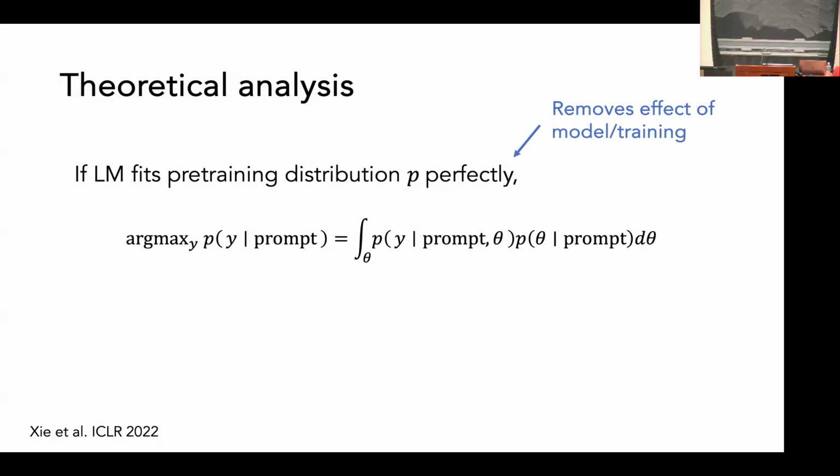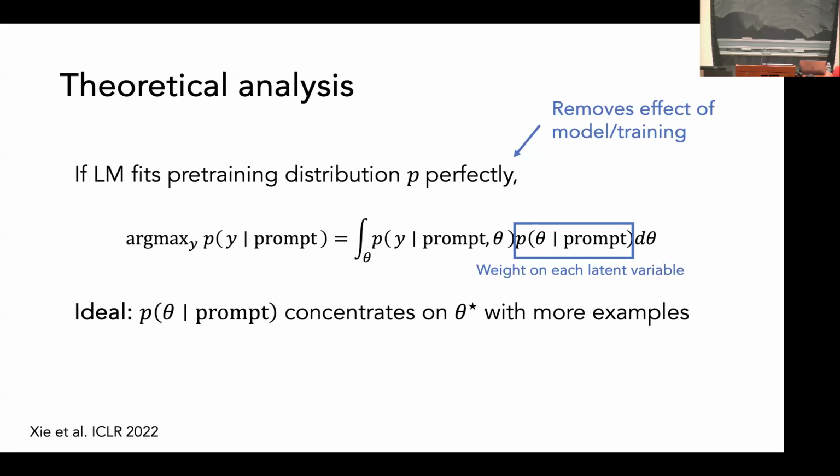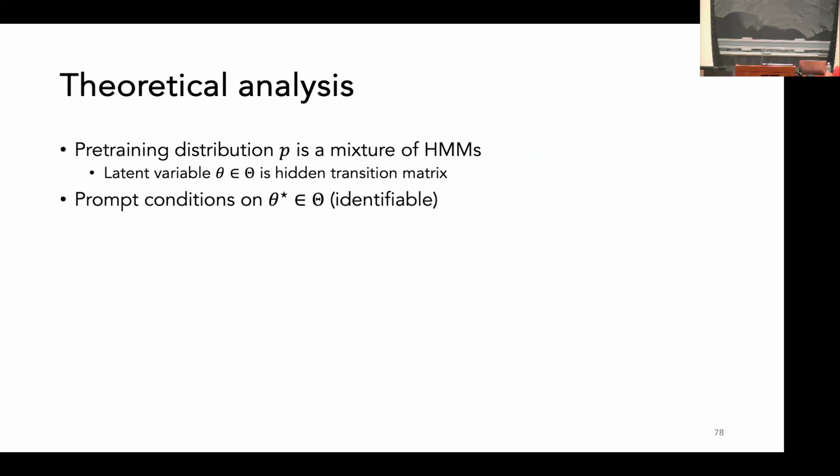We can rewrite that distribution as marginalizing over a set of latent variables, where inside this marginalization, there's a weight on each latent variable, P of theta given the prompt. And for in-context learning to occur, ideally, this P of theta given the prompt should concentrate on theta star with more examples in the prompt. And so this is what we show in our analysis.